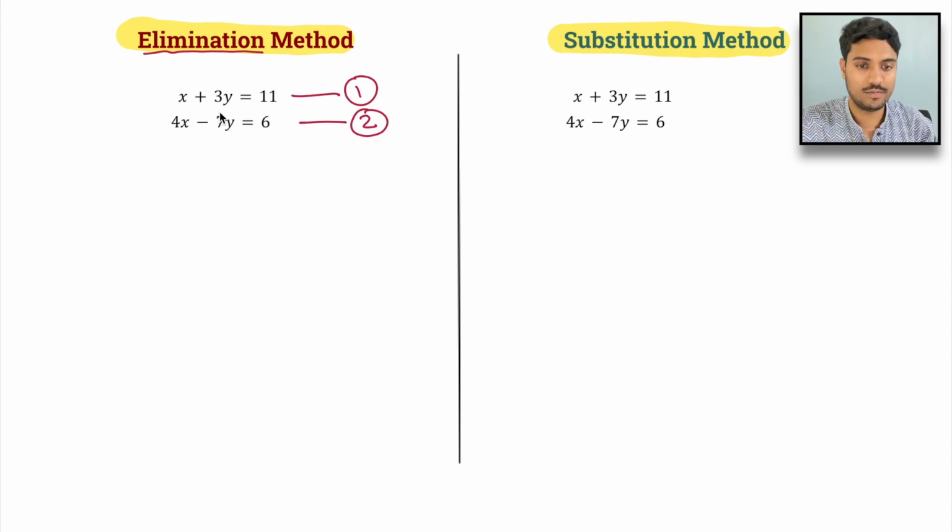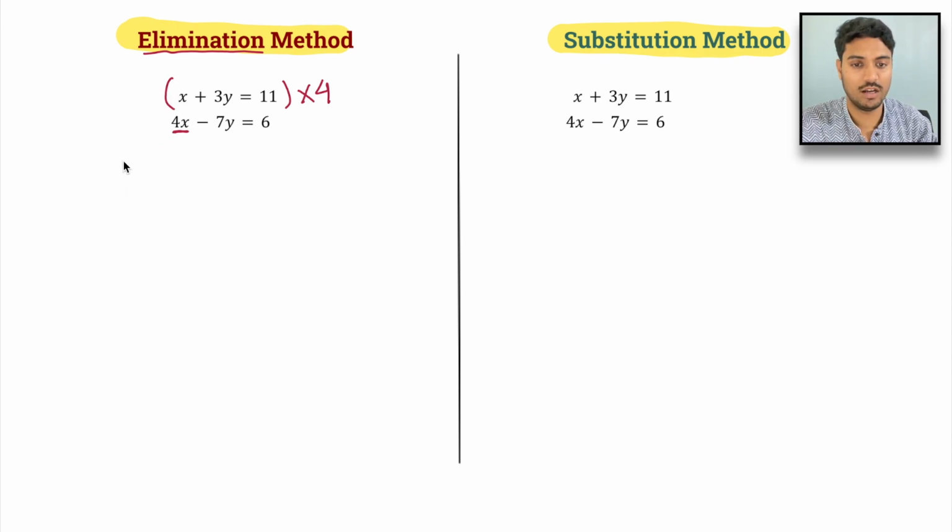So first, let's multiply the entire first equation by 4. So how to do that? Multiply the first equation by 4. Why are we multiplying the first equation by 4? Because in the second equation we have 4x. If we multiply the whole first equation by 4, we will get 4x. So I'm writing it here.